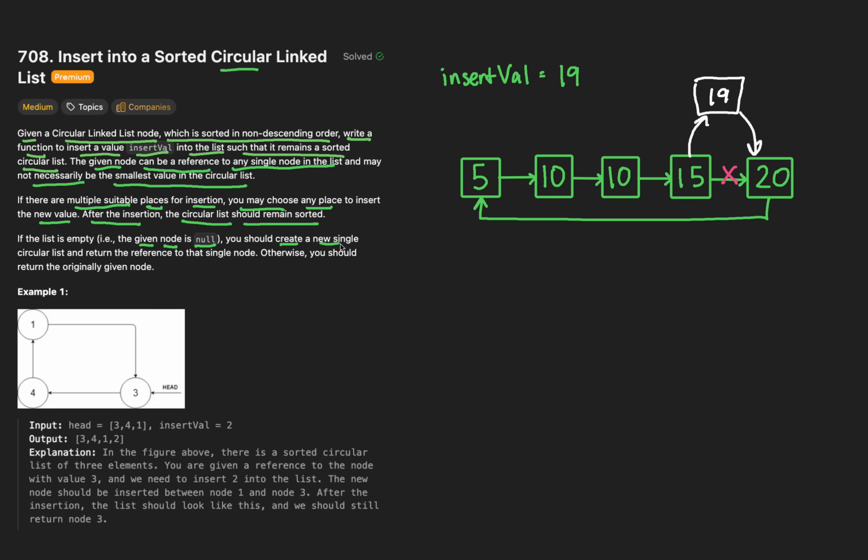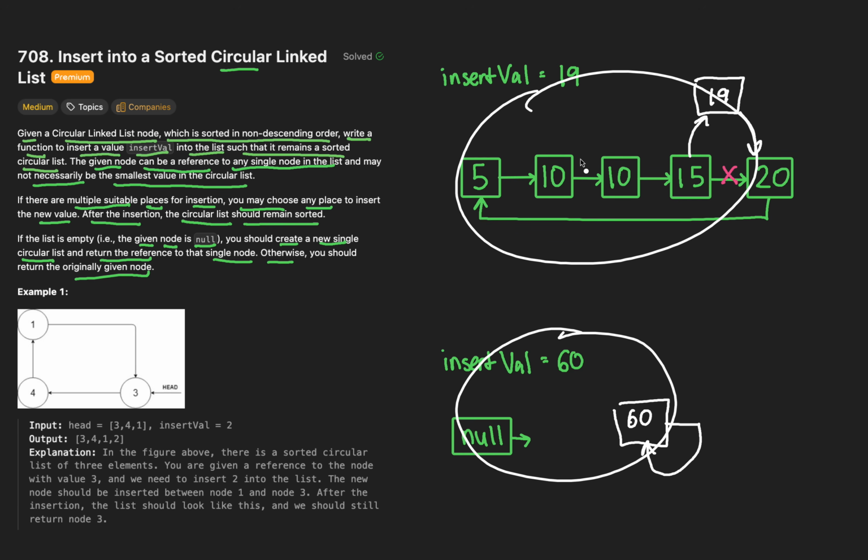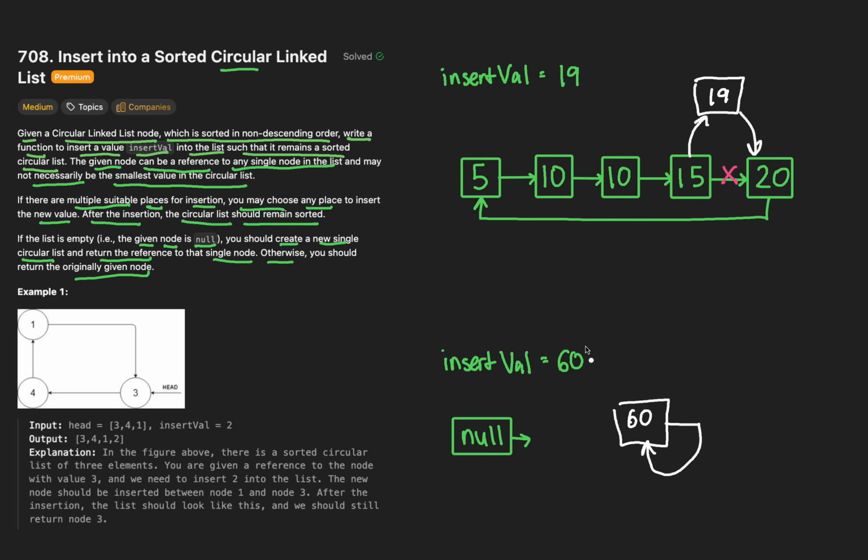we should create a single new circular list and return the reference to that single node. Otherwise, return the originally given node. To see this visually with an example, we'd create a node of apparently integer 60, set its next pointer to itself, and then call it a day. In either case, we return the head node as our answer. So here, since we have a single node, it serves as the head. That's what we return. In our first example, if node 5 was the head, then that's what we return. That's our answer.